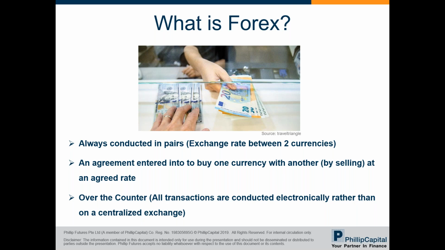So it's an agreement entered to buy one currency by selling another at the agreed rate or the exchange rate. So just to note that Forex is over the counter or OTC as they call it. So all the transactions are conducted electronically rather than on a centralized exchange like HKEx.